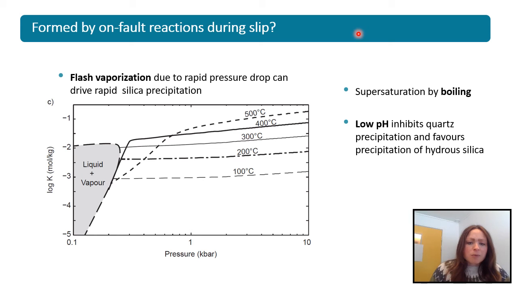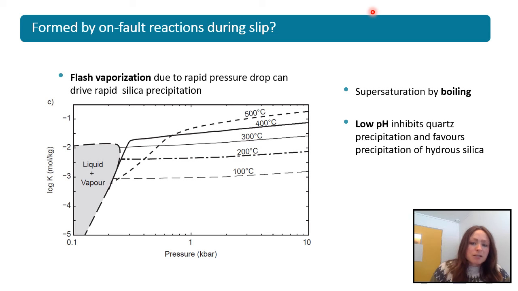A third example, which I show in this diagram here, is the effect of pressure on silica solubility. And for pressures above about 0.2 kilobars, we see that the silica solubility doesn't really vary much with a pressure change. Whereas between 0.1 and 0.2 kilobars, we see a rapid decrease in silica solubility of 4 to 5 orders of magnitude. And this is where flash vaporization happens. So this means that precipitation of silica can happen as fast as micrometers in seconds or minutes.